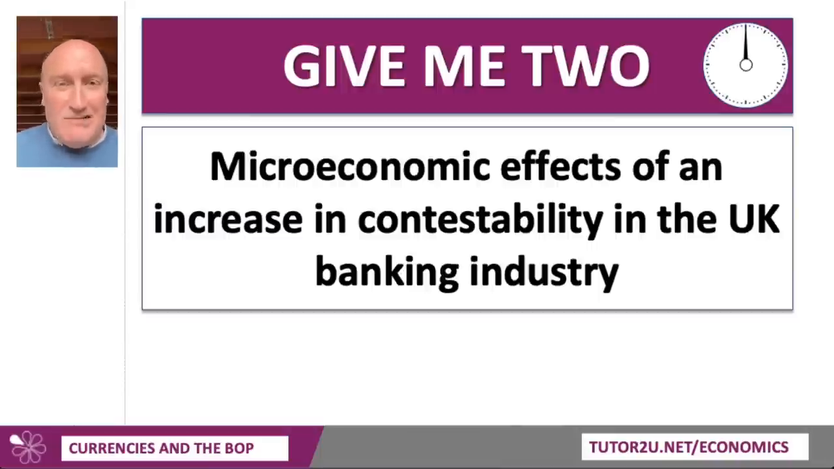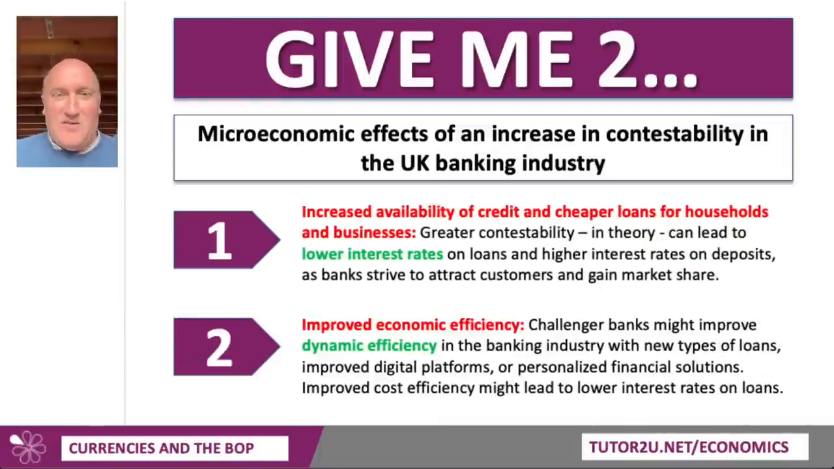So here are my points on the micro side. Increased availability of credit. Okay, so contestability in theory should bring down the interest rate on loans, the price, and raise the interest rate on deposits. Because banks are, as somebody said in the chat beautifully, desperate to get market share. A really good point. Somebody posted in chat that they thought that Metro Bank or Revolut or Monzo would be a growth maximizer rather than a profit maximizer. So to gain market share, they'll probably offer a better return to savers. And building societies, of course, are owned by the savers.